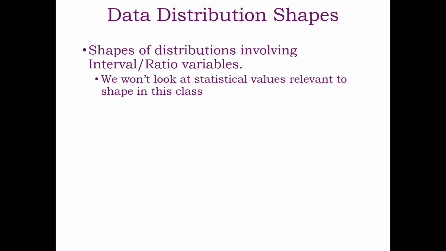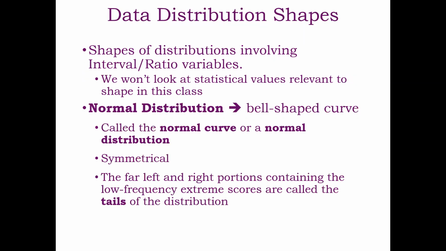Now, we're not going to look at the statistical values because everything can be calculated and given a number. We're not going to talk about that in this class. We are just going to be visually inspecting the data. So we've already seen that the normal distribution, the idealized normal distribution, is also called a bell curve. It's a bell-shaped curve, okay? It's symmetrical. The far left and right proportions contain the low-frequency extreme scores, and they're called tails.